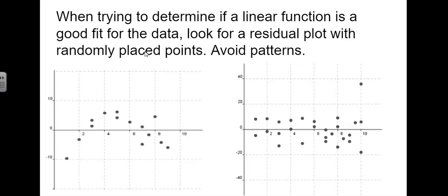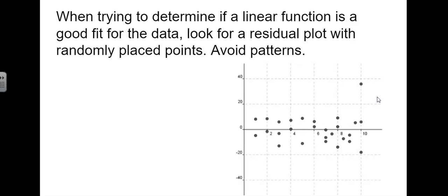So when trying to determine if a linear function is a good fit for the data, look for a residual plot with randomly placed points. You want to avoid patterns. So if we're looking at these two examples, this one clearly has a pattern where the data increases and then goes back and decreases. That means that the linear regression line is not an appropriate model for that data. This one, however, even though it does have an outlier, the data values are pretty randomly placed about the x-axis. Because of that, this is telling us that that linear model was a good fit for the data.